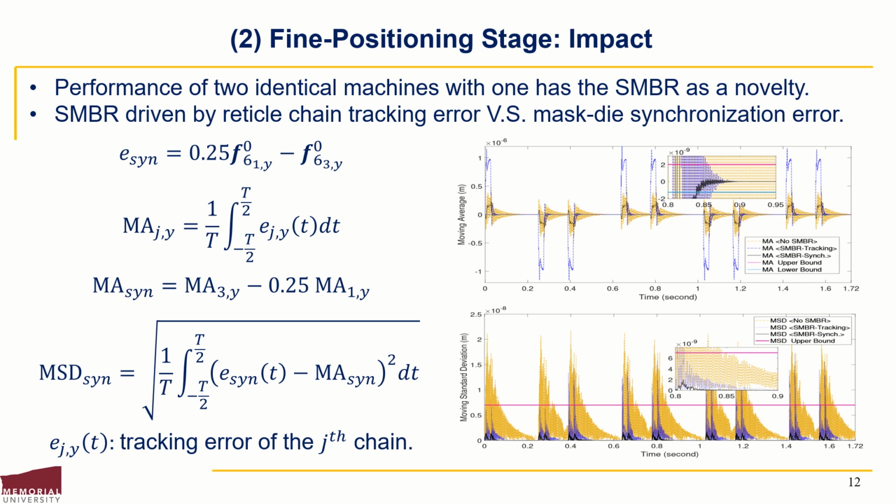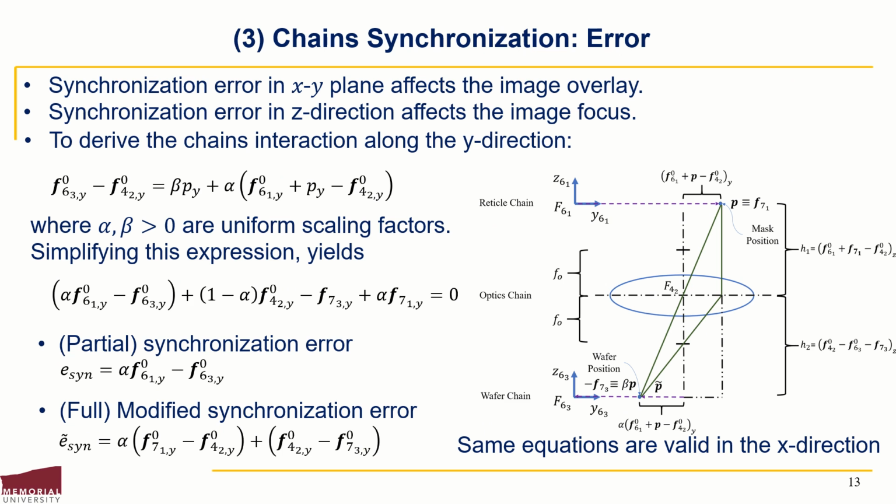The machine performance under the Smbr, driven by the mask die synchronization error, is superior to that obtained when driving the Smbr using the reticle chain tracking error. This motivates us to look into the results obtained when driving the Smbr using mask lens die synchronization error.